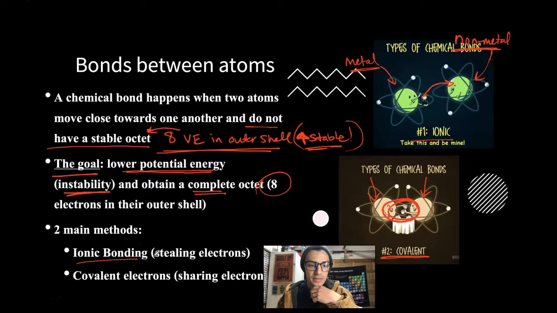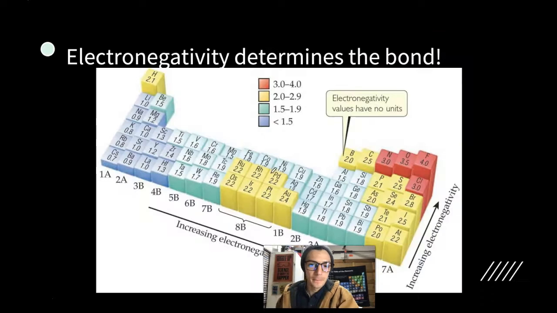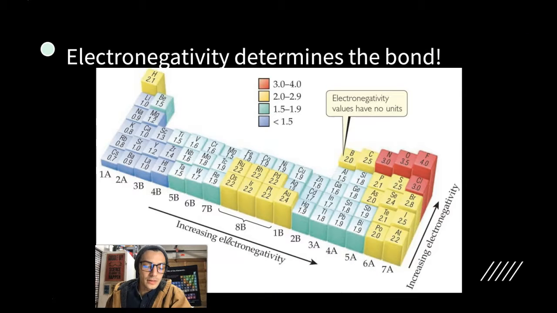The main method we learned about is called ionic bonding, or stealing electrons is kind of our idea about that. And covalent, sorry, this should say bonding, which is sharing electrons. So we're going to learn about that one right now. The big deal with the different types of bonds is that electronegativity is driving the difference between these types of bonds. So we learned about ionic bonds because the electronegativity values between those two was very different.